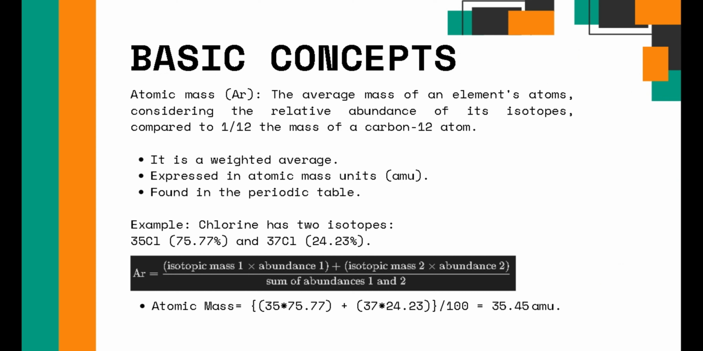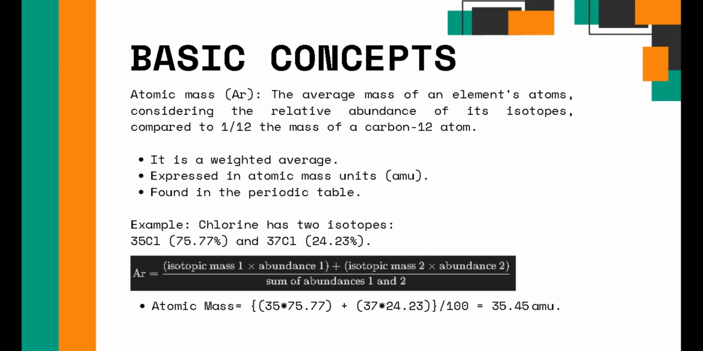To understand it easier, let's say I have a basket of apples. 75.77% of apples weigh 35 grams and the other 24.23% weigh 37 grams. Although both are the same fruit, which means they are the same element, some have different mass, which means they are isotopes. And when we calculate the average mass, considering all of the apples, their weight and their abundance, we get the atomic mass.